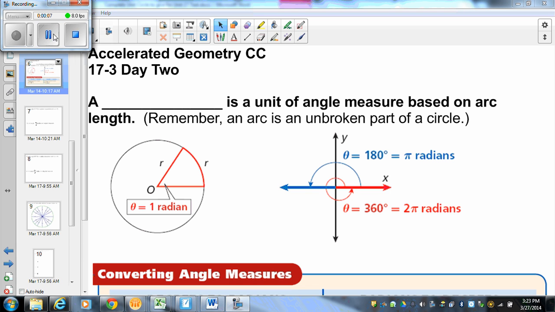This is the second video for section 17-3 in accelerated geometry, where we were talking about the unit circle and radian measurement. If you remember in the last video, we went all through the unit circle as to how to find the major coordinates around that circle and what they represent in terms of sine, cosine, and that sort of thing. So today we're going to talk about all of that, but in terms of a different way to measure an angle, which is rather than degrees, we can use radians to measure an angle.